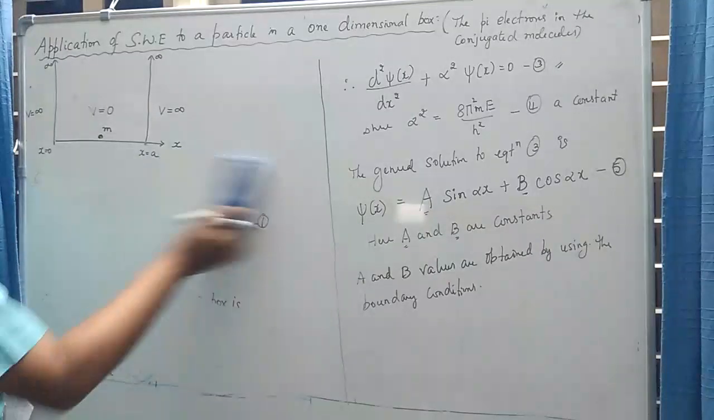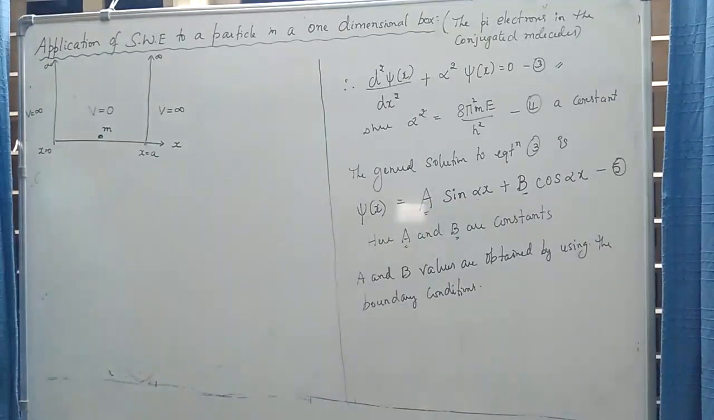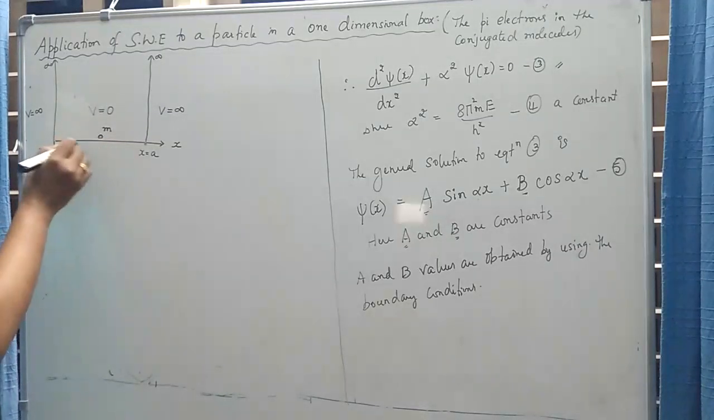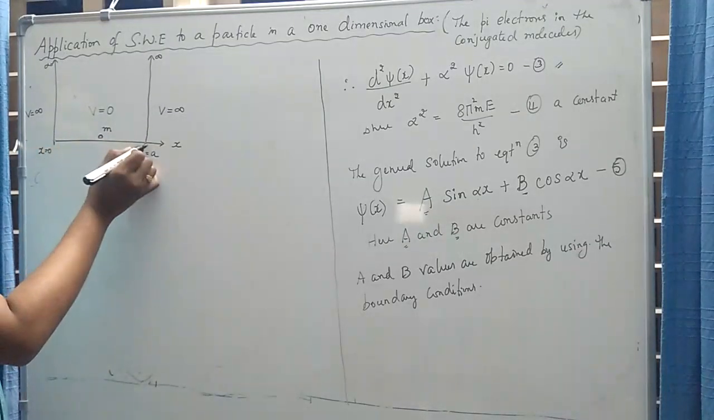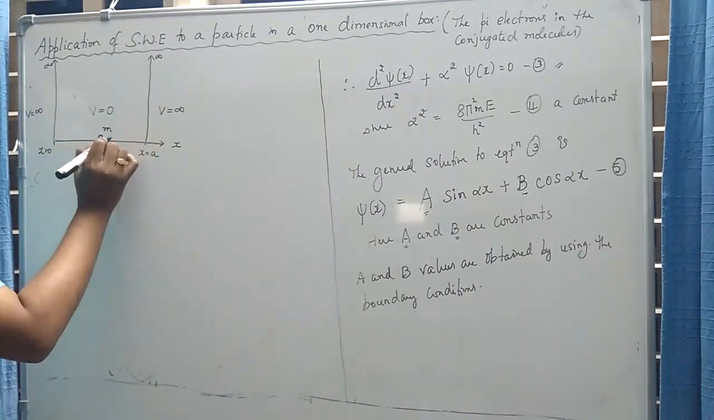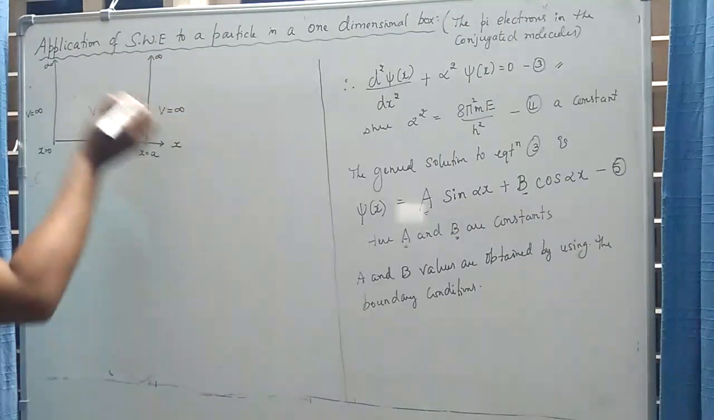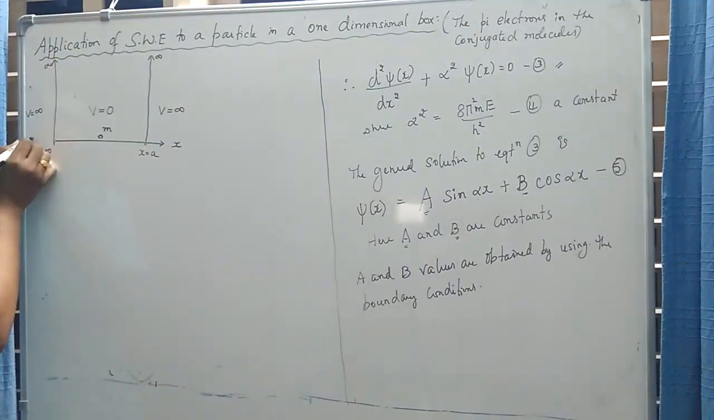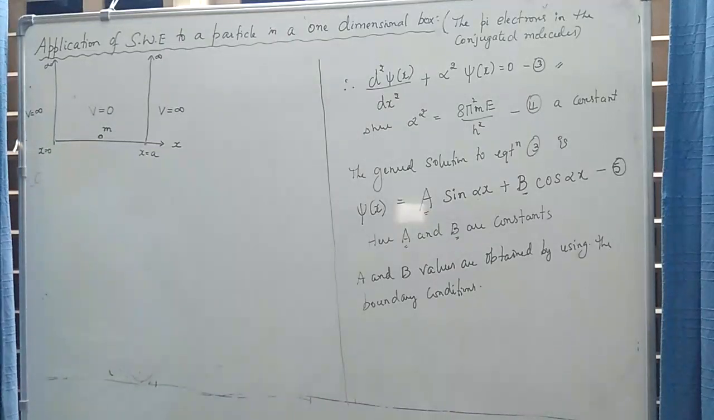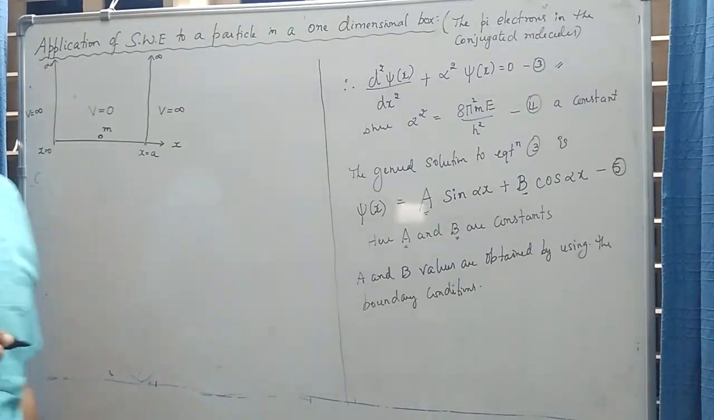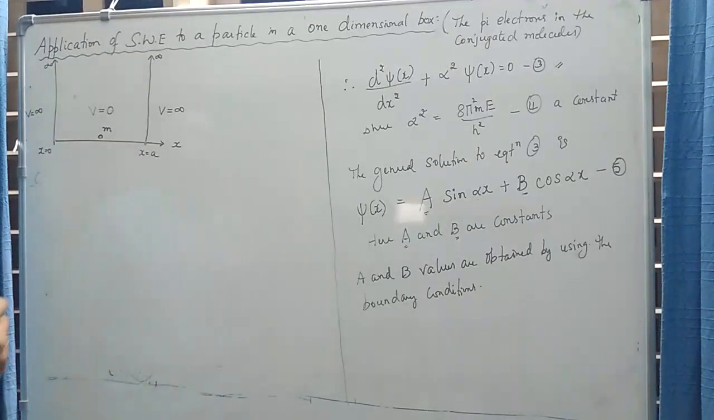As I already told you, this particle is restricted to move only between x is equal to 0 and x is equal to a. So this particle can be anywhere between x is equal to 0 and x is equal to a, but it cannot cross these boundaries. You cannot find this particle lying here, or here. So what is the probability of finding the particle outside this box? The probability of finding the particle outside the box should be equal to 0.